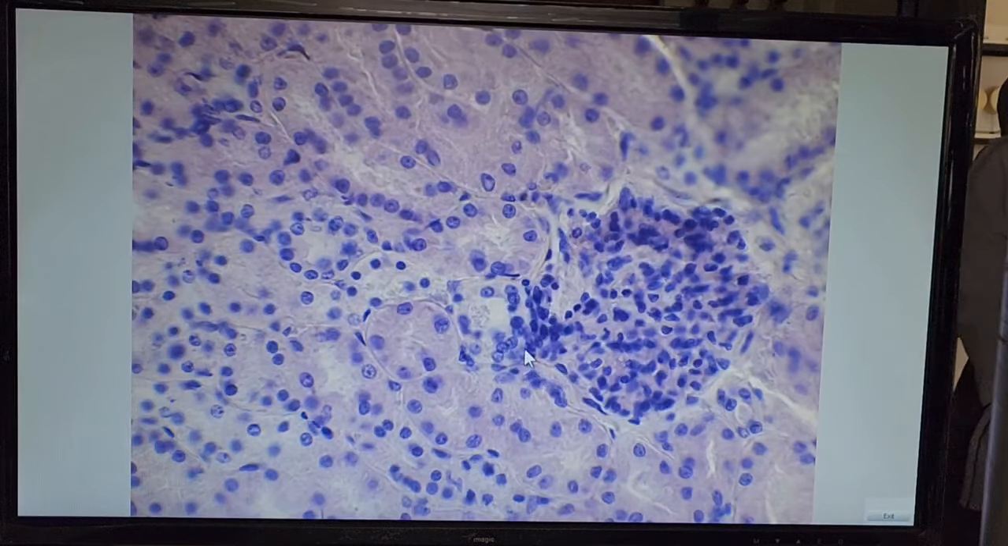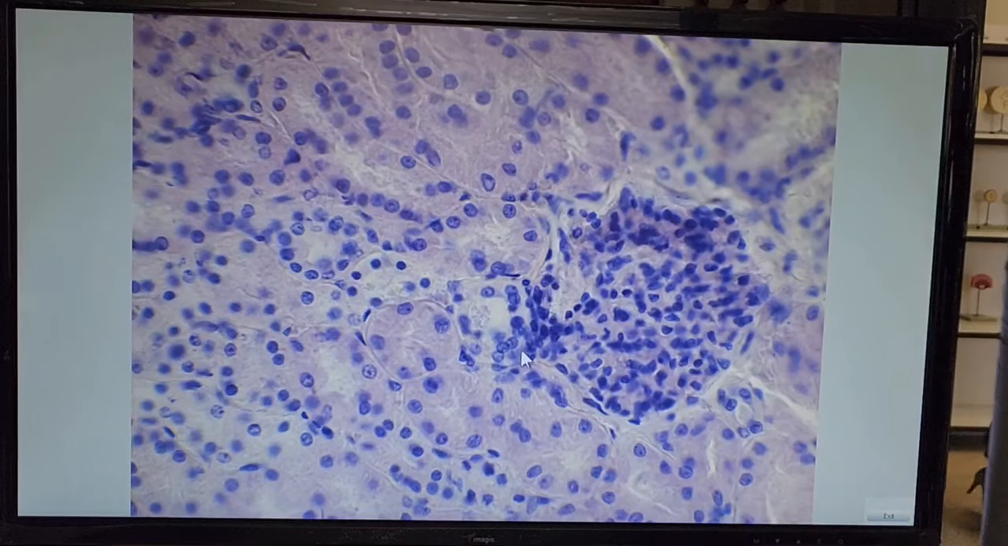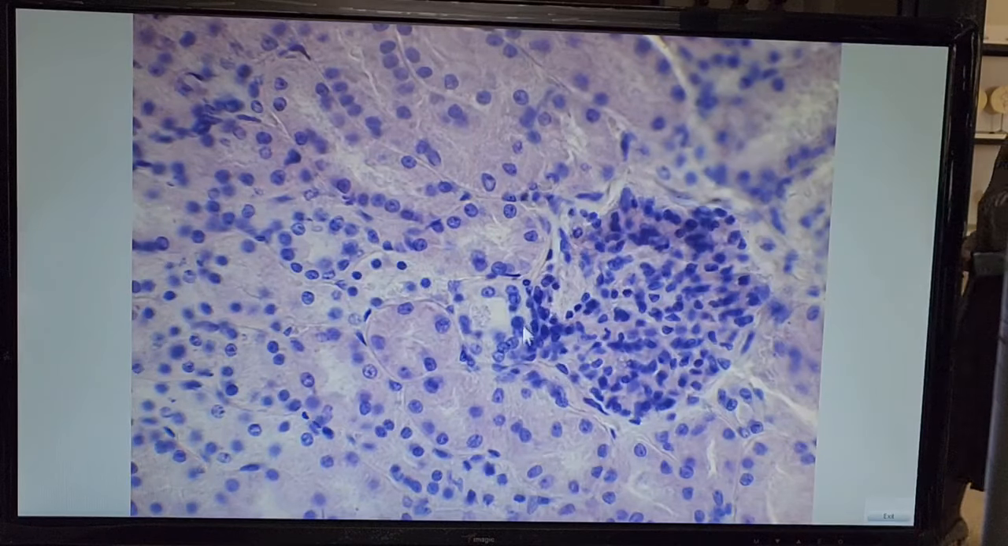At this region we can see the distal convoluted tubule. The cells of the distal convoluted tubule become densely packed and columnar in shape. These cells are called macula densa. This is the vascular pole of the renal corpuscle. At this region, the cells of the distal convoluted tubule become columnar and densely packed together, forming the macula densa, which together with the cells of the afferent arteriole form the juxtaglomerular apparatus.